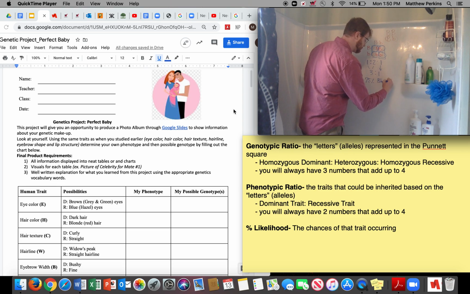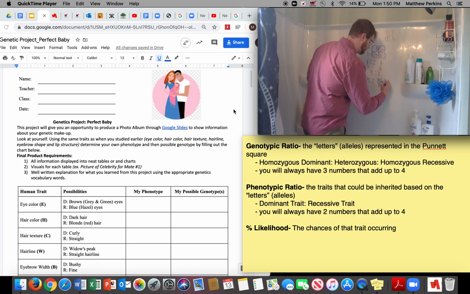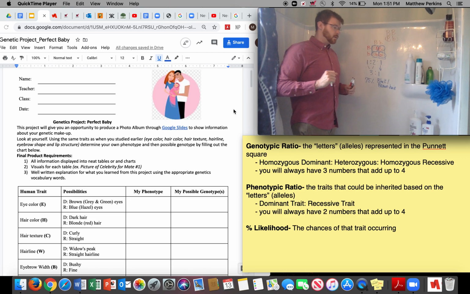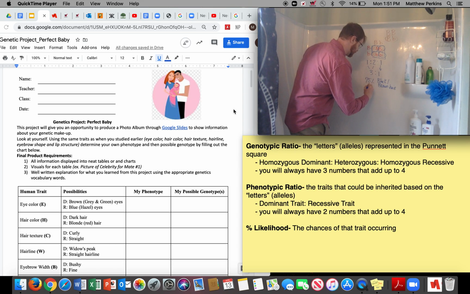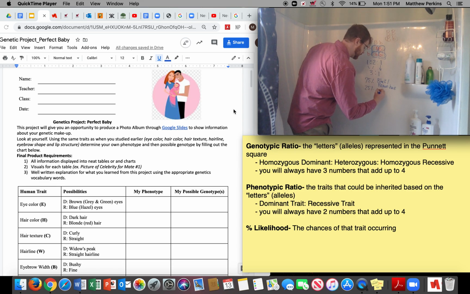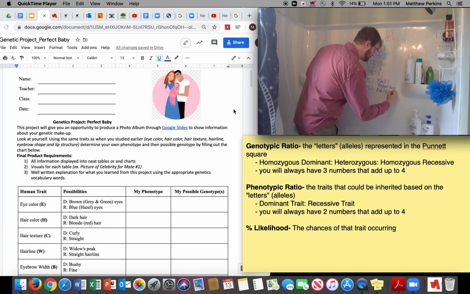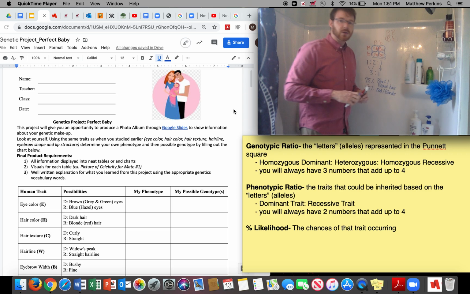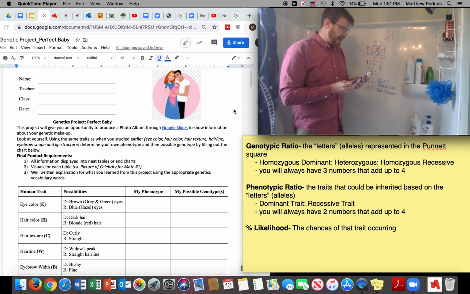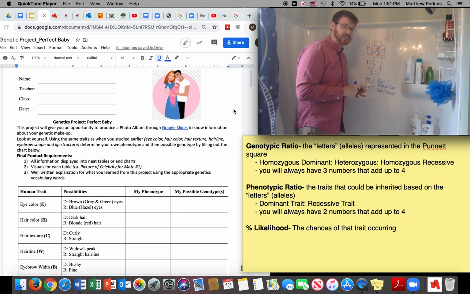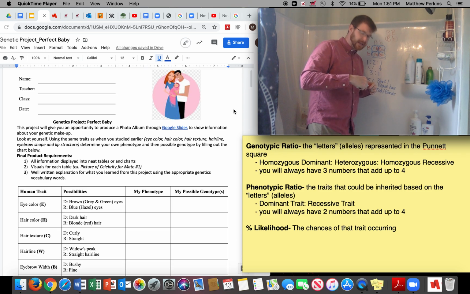Now when we're doing the percent likelihood, there is a 75% chance that that individual would have black or brown hair. There's a 25% chance that it would have red or blonde. So basically, you are then taking these ratios and turning them into those percent chances.